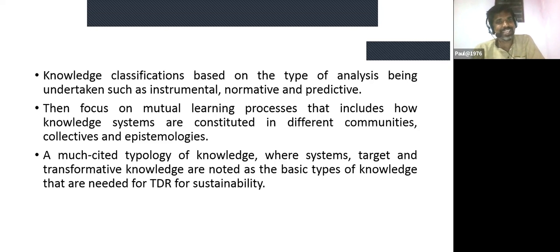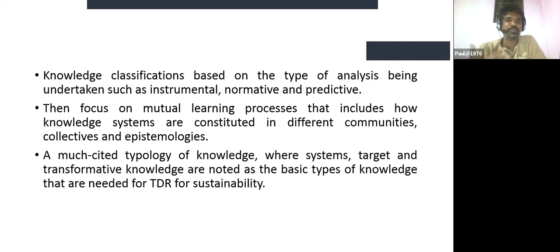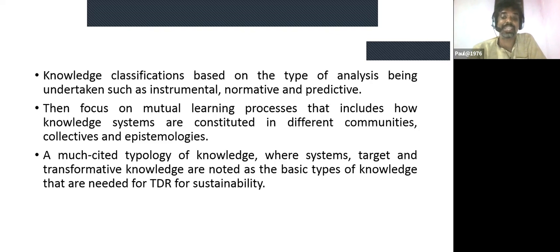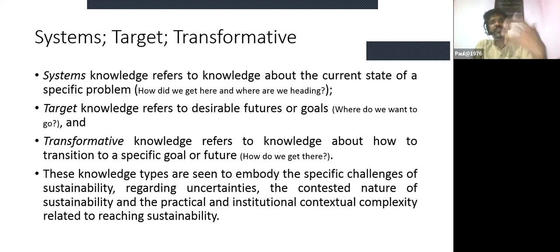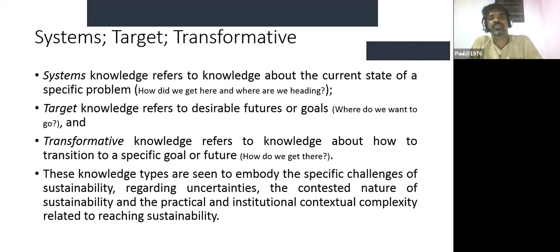So a much cited typology of knowledge where systems, target, and transformative knowledge are noted as the basic types of knowledge that are needed for transdisciplinary research for sustainability. So what are these systems? What is meant by the target, transformative, etc. in transdisciplinary research? System knowledge refers to knowledge about the current state of a specific problem.